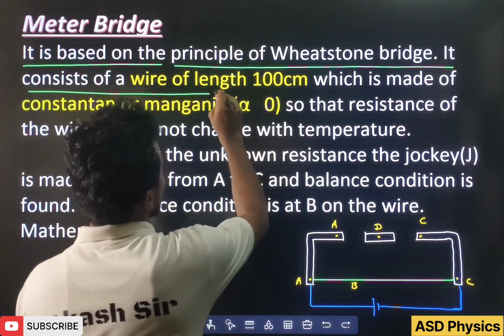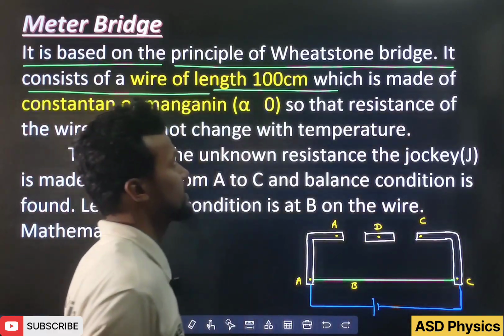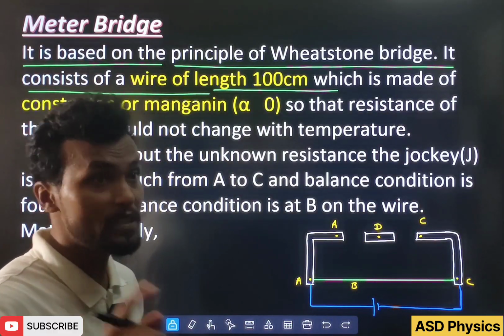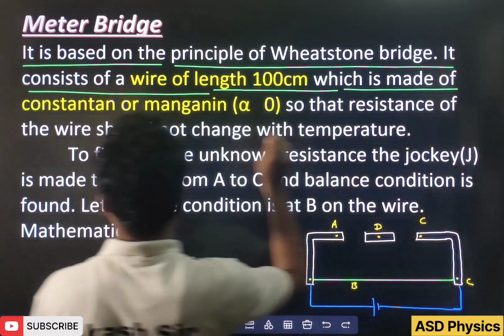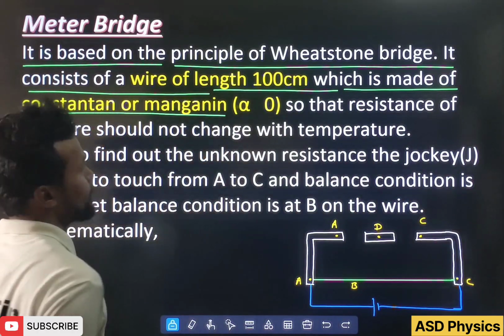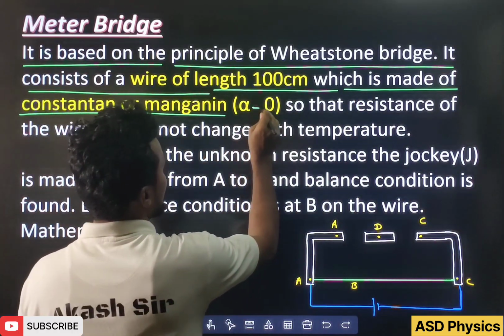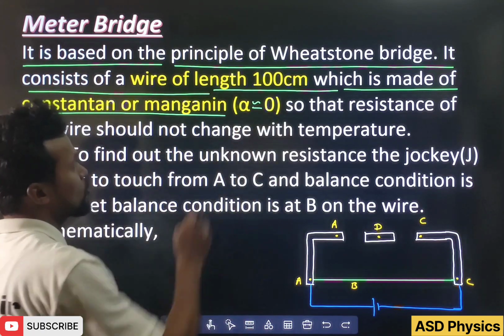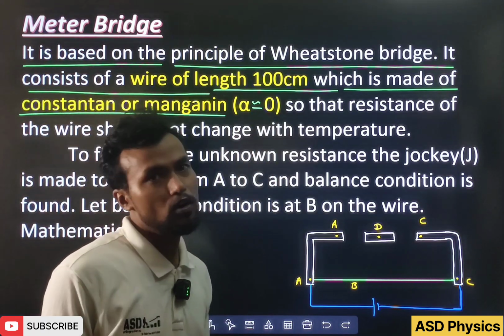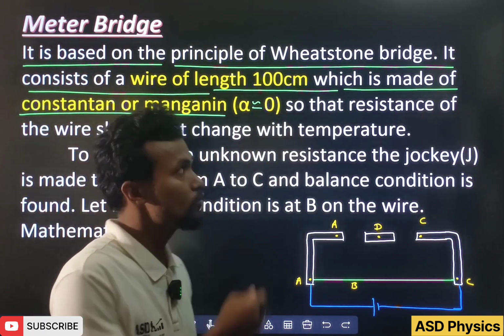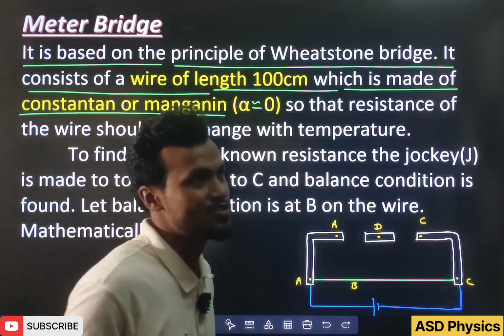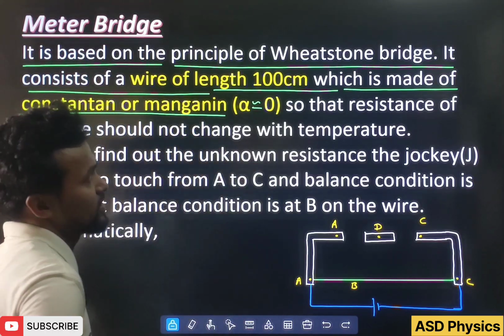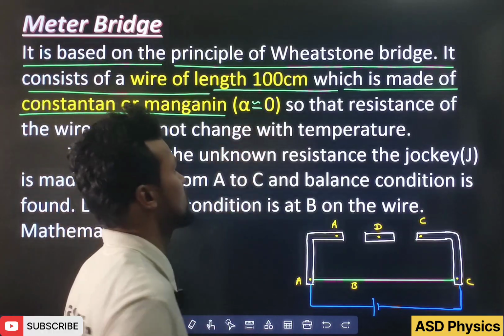It consists of a wire of length 100 centimeter, which means 1 meter. That's why the name is meter bridge. The wire is made of constantan or manganin, which are alloys. Alpha, the temperature coefficient of resistance, is approximately 0 here.